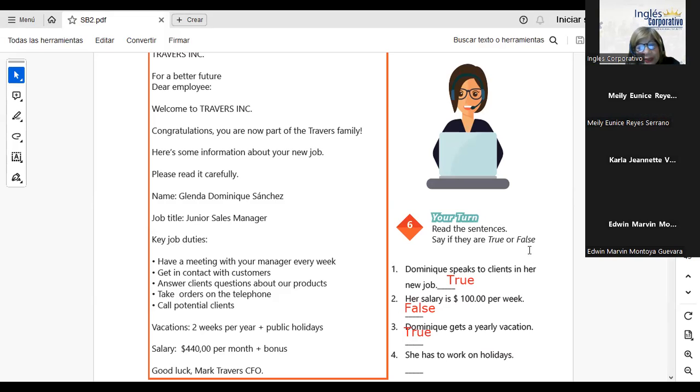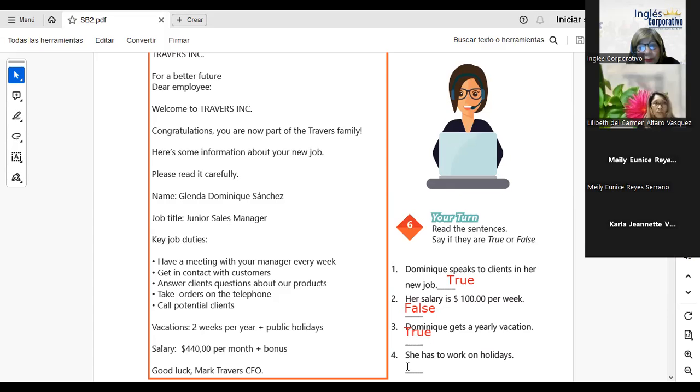Okay, number four is she has to work on holidays. False. Why is it false? Porque dice que tiene una semana de vacaciones más días festivos. Exactly. The vacation includes holidays. So, she doesn't work on holidays. Good job. Correct answers. Okay, now let's begin the topic for today, that is negative.